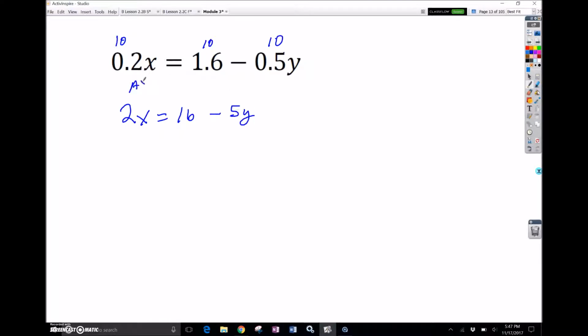Now remember, the end goal is to get it to look like ax plus by is equal to c. So what I would do to fix this problem is I would add 5y on both sides. Once I add 5y on both sides, I will have 2x plus 5y is equal to 16. And that is my final answer, because I cannot simplify 2 and 16 by the same number.